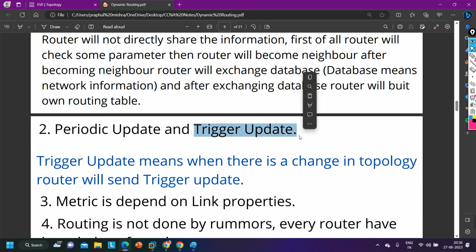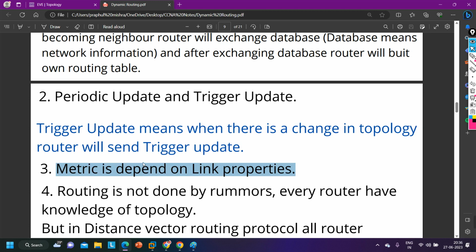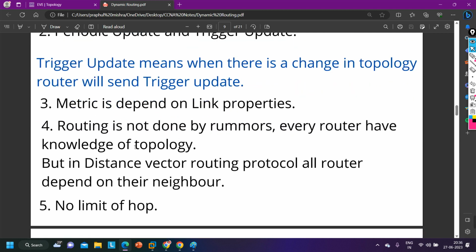Trigger update means what? Whenever a change will occur. And periodic means after a specific interval of time. Trigger update means when there is a change in topology, the router will send a trigger update. Okay. And here we have some periodic updates as well. Then metric depends on the link property. It is clear from the name, link state routing protocol. So in distance vector routing protocol, metric depends on the hop count, but here metric depends on the link property.